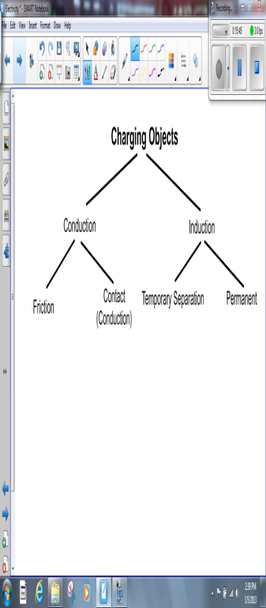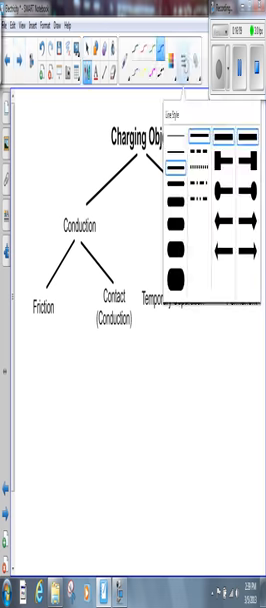Today we're going to talk about how we get a charge on an object. We've talked to this point about charges on objects, positive and negative, and the fact that we have more electrons than protons, or more protons than electrons. But how do we get those electrons from one place to the other? How do we charge the objects? There's two ways of charging objects: charging by conduction and charging by induction.